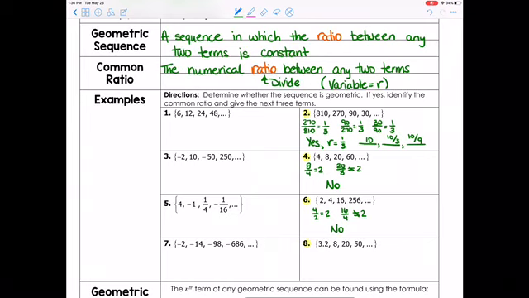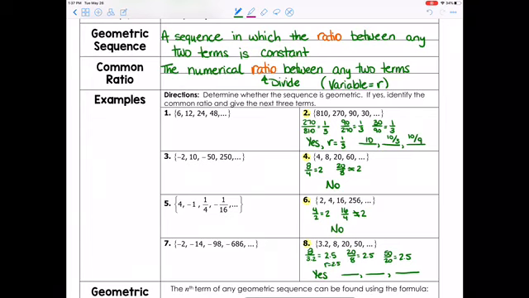All right, let's talk through number 8. If I take 8 divided by 3.2, we have a ratio of 2.5. 20 divided by 8 is 2.5. 50 divided by 20 is 2.5. So yes, this is a geometric sequence. To find the next three terms in our sequence, we would have to use our common ratio, which is 2.5, and continue to multiply.